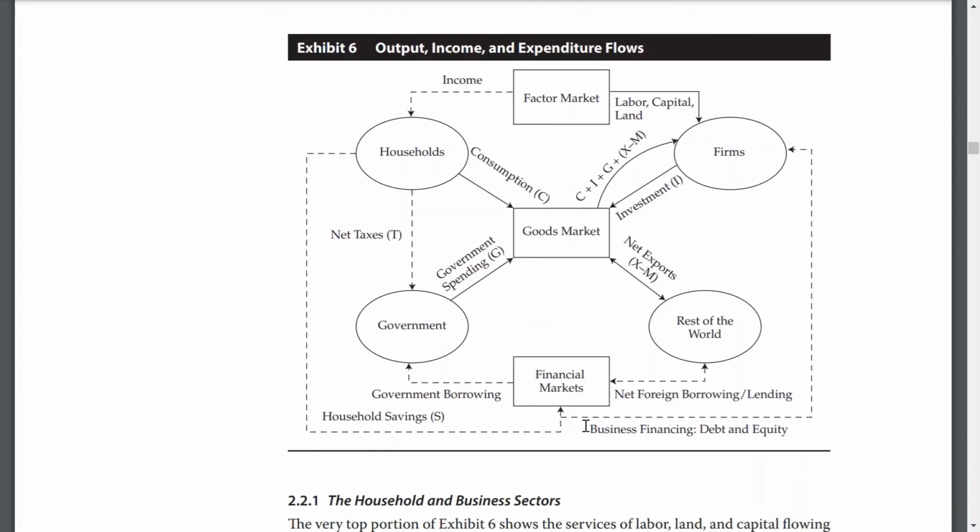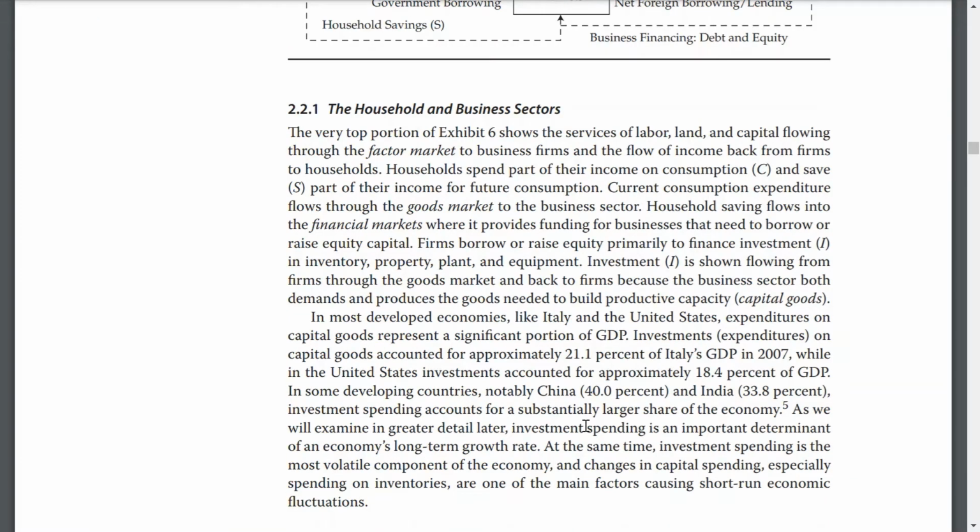Shouldn't be that hard. 2.2.1, the household and business sectors. The very top portion of Exhibit 6 shows the services of labor, land, and capital flowing through the factor market to business firms, and the flow of income back to households. Households spend part of their income on consumption, C, and save, S, part of their income for future consumption. Current consumption expenditure flows through the goods markets to the business sector. Household savings flow into the financial market, where they provide funding for businesses that need to borrow or raise equity capital.